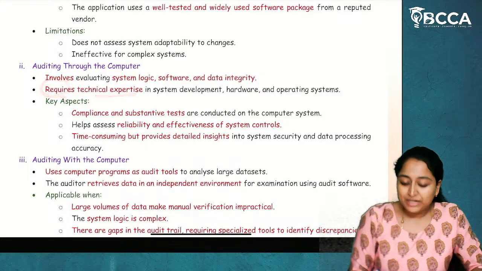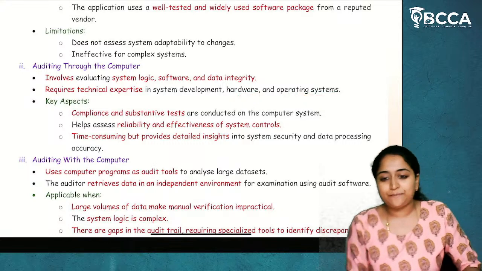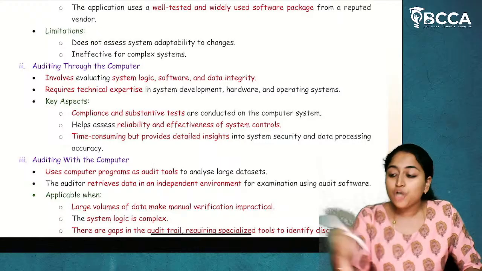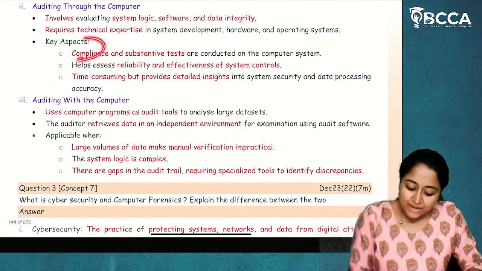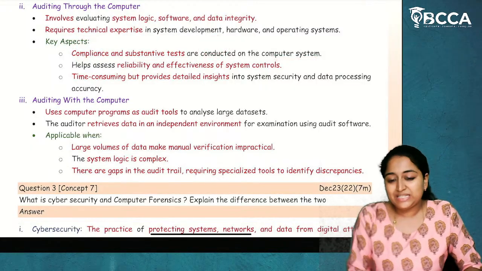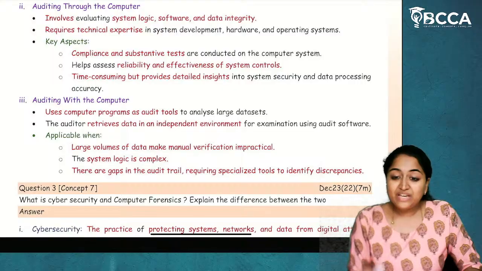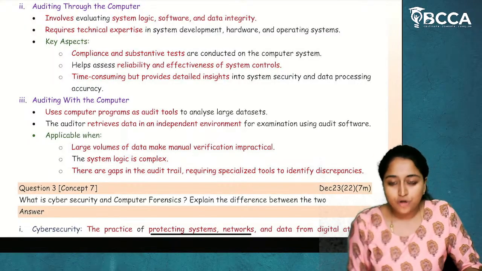It requires technical expertise in system development, hardware and operating systems. Because we will go into detail about each and every factor, the audit team should have technical expertise. Key aspects: compliance and substantive tests are conducted on the computer system. We will do test-basis checks and try to evaluate. It helps assess the reliability and effectiveness of system controls. We will be able to know whether we can entirely rely on the system controls or not.